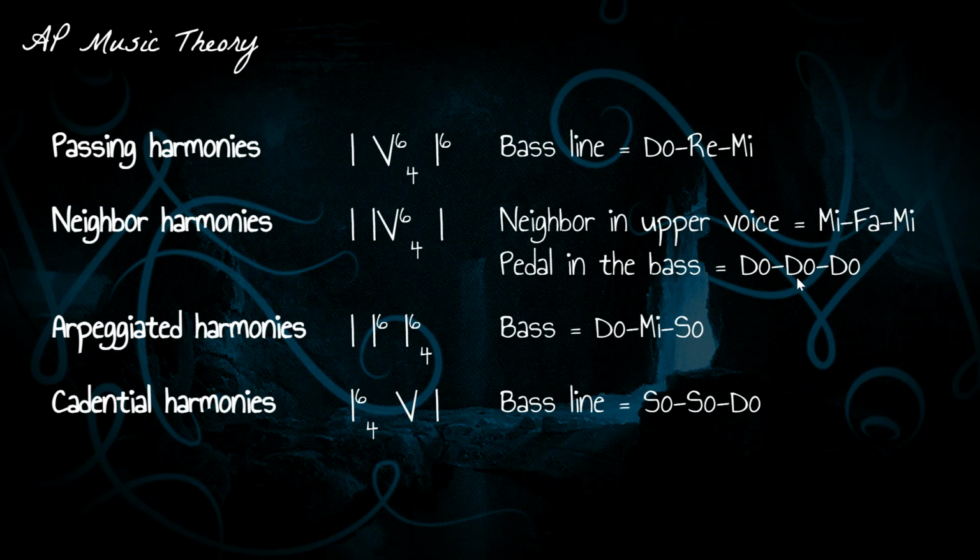There are 4 basic ways of prolonging harmonies. We have passing harmonies, as you can see at the top here, with a bass line do, re, mi. We have neighbor harmonies, which create neighbors in the upper voice. The bass line would be mi, fa, mi, and the pedal in the bass would be do, do, do. We have the arpeggiated harmonies with the bass do, mi, so, and the cadential harmonies with the bass line so, so, do. This prolongs the dominant function when it precedes the dominant at the cadence.